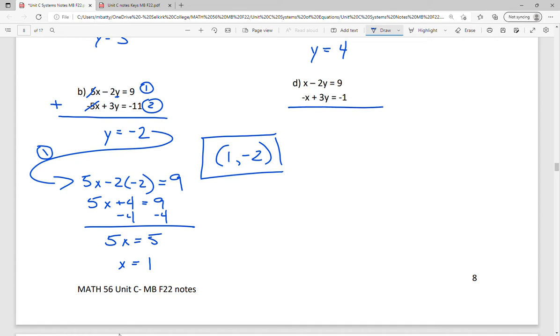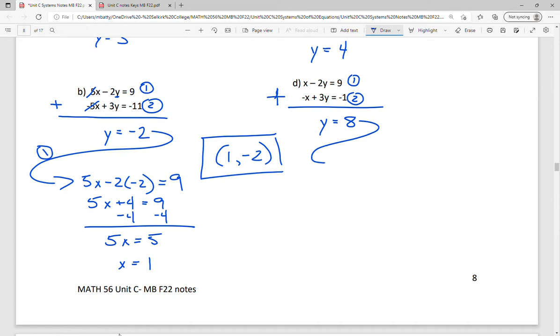The next one, and again, practicing this addition method, sometimes called the elimination method. I like the addition method because then literally what we're doing, 1x minus 1x gives me nothing, right? My x terms are going to disappear when I add these vertically. Negative 2y plus 3y gives me a positive 1y, and 9 plus a negative 1 gives me an 8. Oh my goodness, really?